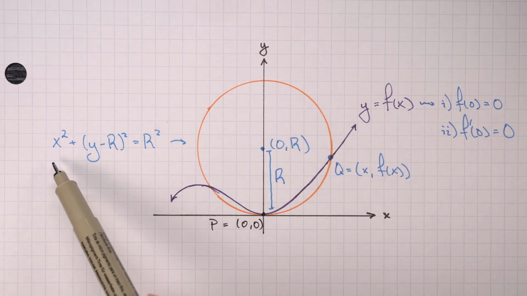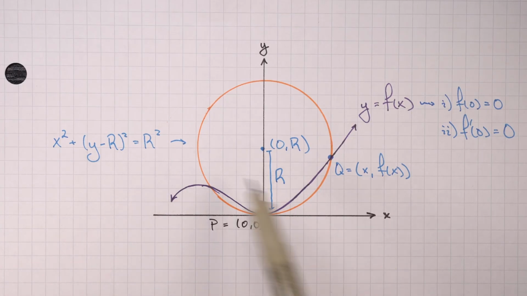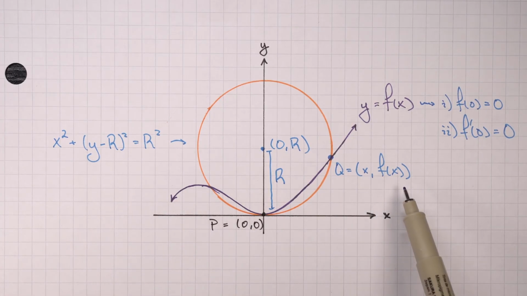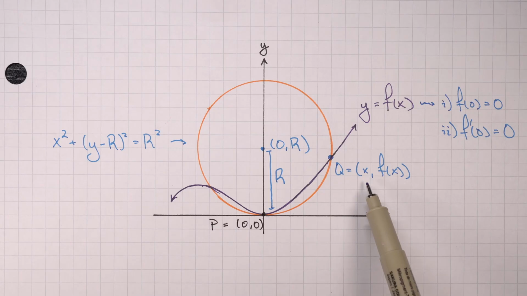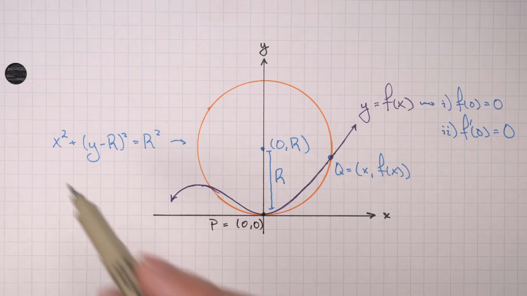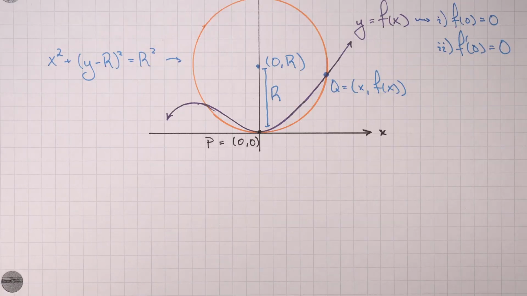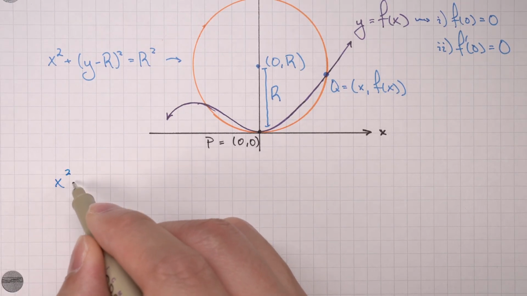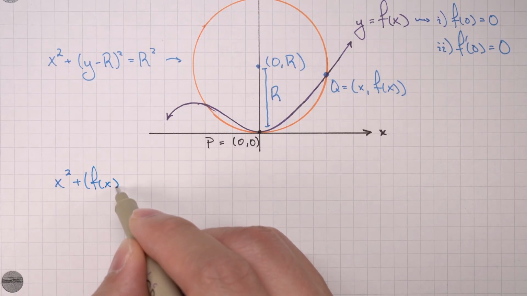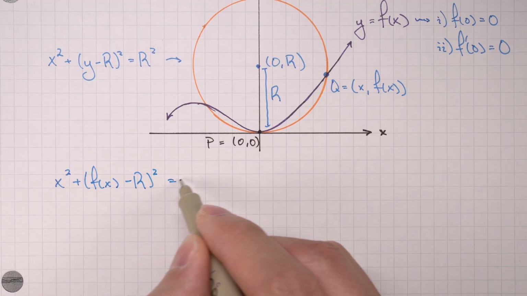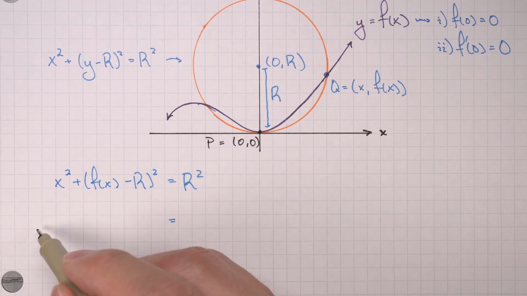So now we have the equation of a circle and also a point contained on that circle. And we can use this to solve for r as a function of x. And to do that, I'll substitute f of x into y. So the equation of the circle turns into something like this.